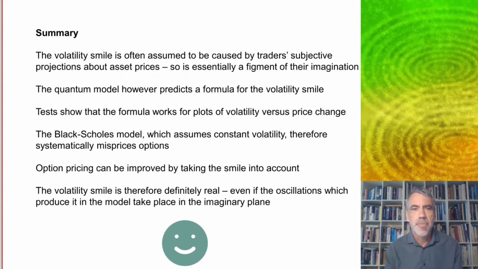Okay, so to summarize, the volatility smile is often assumed to be caused by traders' subjective projections about asset prices. In other words, it's essentially a figment of their imagination. The quantum model, however, predicts a formula for the volatility smile, and the tests show that the formula works for plots of volatility versus price change. The Black-Scholes model, which assumes constant volatility, therefore systematically misprices options. And option pricing can be improved by taking the smile into account. So the volatility smile is therefore definitely real, even if the oscillations which produce it in the model take place in the imaginary plane.